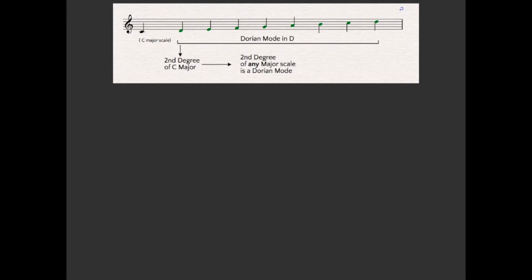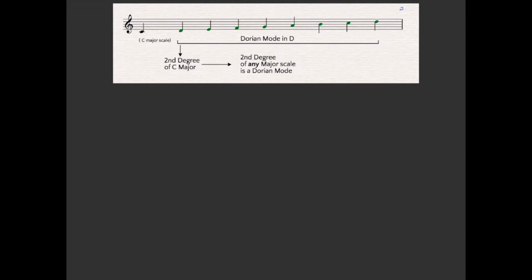This works for every degree of the scale. You can start on any degree of the scale and find a mode. Here we have the second degree, which we just looked at, of C major, or the major scale. In fact, the second degree of any major scale is a Dorian mode. The Dorian mode has its own distinct sound, and its own distinct relationship between semitones and tones.